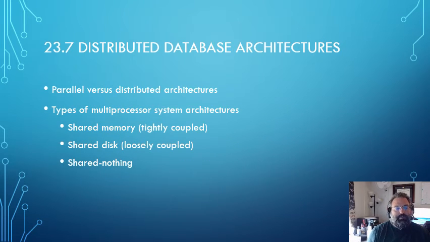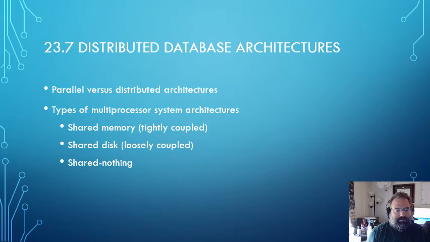23.7 talks about distributed database architectures. There's parallel versus distributed architecture. The types are also of multi-processor system architectures. So a parallel architecture would basically be things happening together, but typically speaking on the same computer. Distributed, you're running on different computers, different processors at exactly the same time. A distributed system is inherently parallel in nature, but a parallel system need not necessarily be distributed.